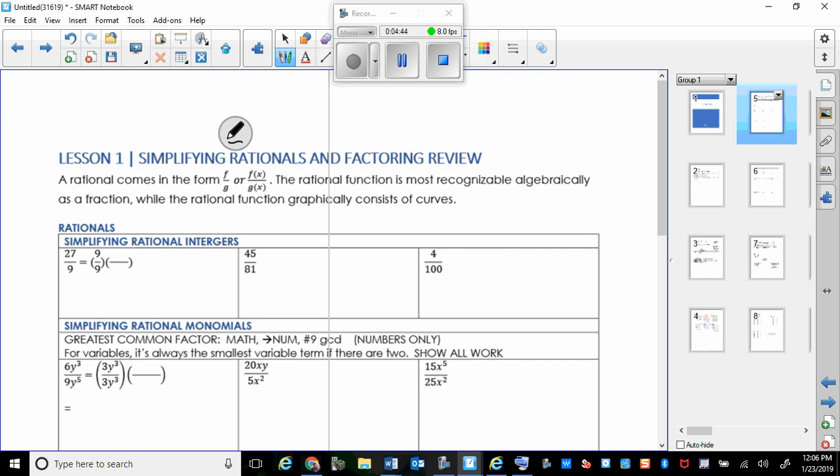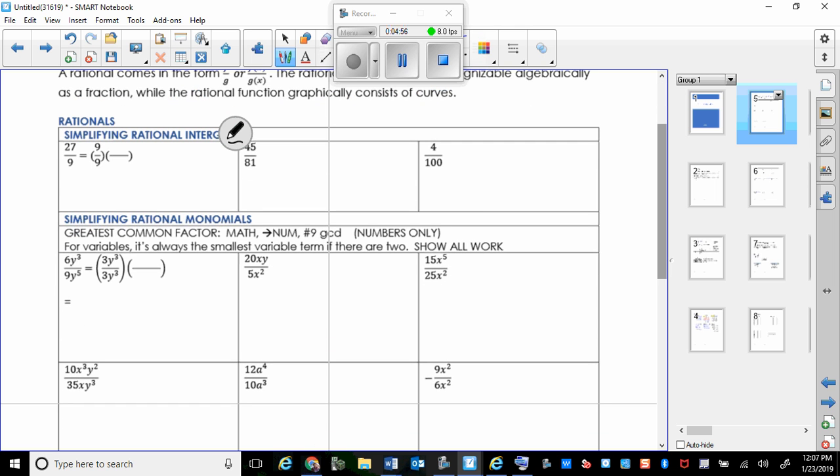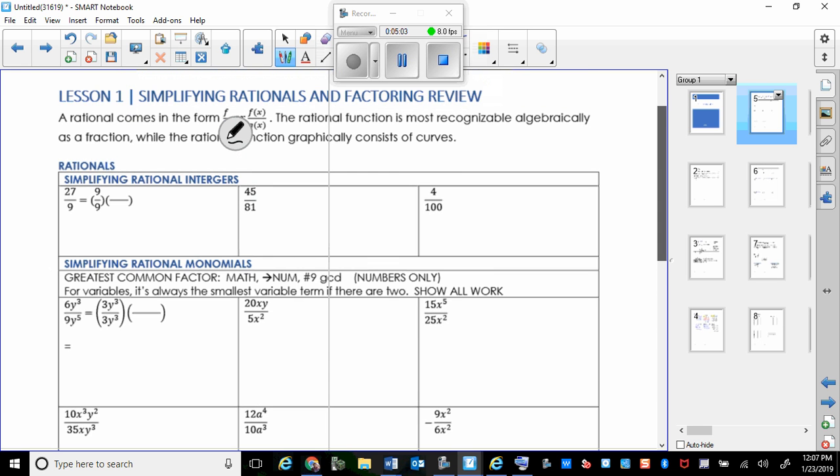So you're going to be simplifying rationals, I think multiplying polynomials, and factoring. So review and factoring. The first thing we're going to do is to simplify rationals. A rational comes in the form of f over g, some function over some g function, or f of x over g of x. And the rational function is most recognizable algebraically as a fraction, while the rational function graphically consists of curves.